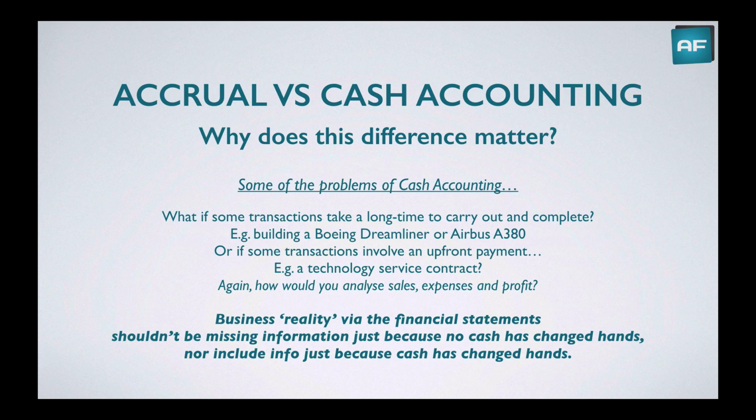Even though they've been in the factory, building the planes and paying their staff and a whole bunch of other things. So business reality via the financial statements shouldn't be missing information just because no cash has changed hands. Nor should it include information just because cash has changed hands. That second one is in regard to the technology contract.